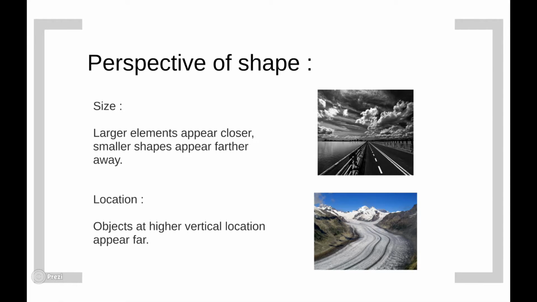So, here I want to introduce the simple perspective of shapes: size and location. The same element but in a different size in the frame or picture conveys depth and distance, so larger elements appear closer and smaller shapes appear farther away. And the location: an element's location high or low represents far or near.